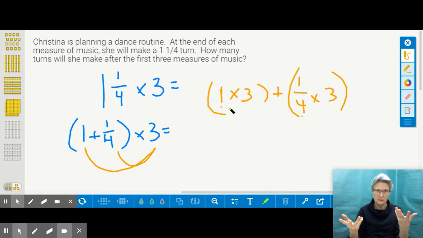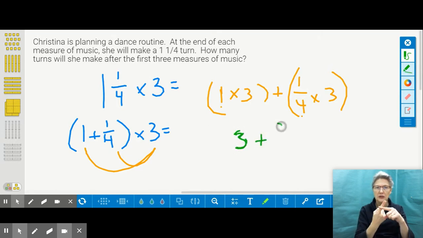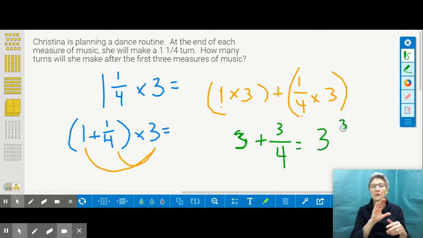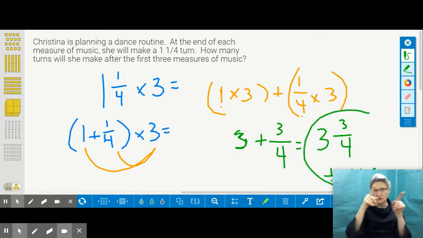So let's solve it. 1 times 3, change colors again so we can keep track of our steps here. 1 times 3 is 3. 1/4 times 3 is 3/4 because I know that 1 times 3 is 3. Keep the denominator the same. So I know that Christina makes 3 3/4 turns at the end of 3 measures.